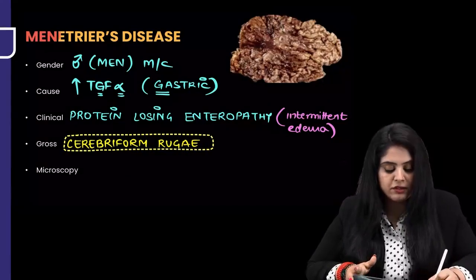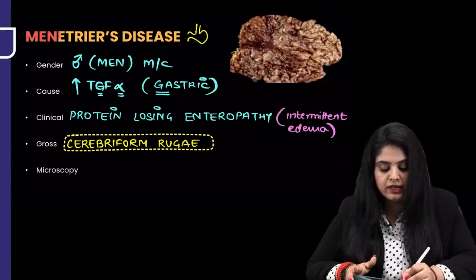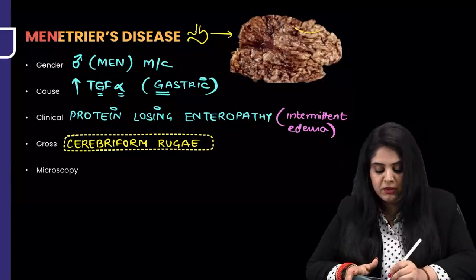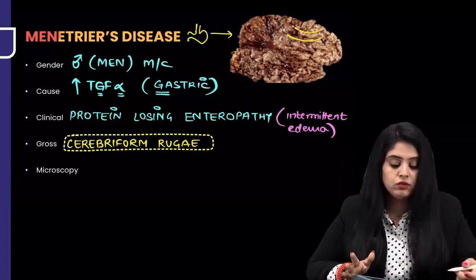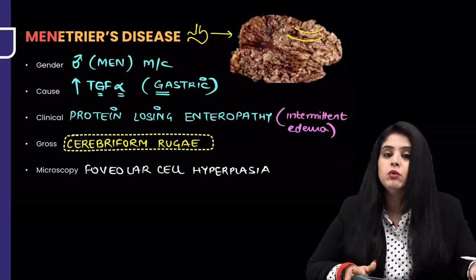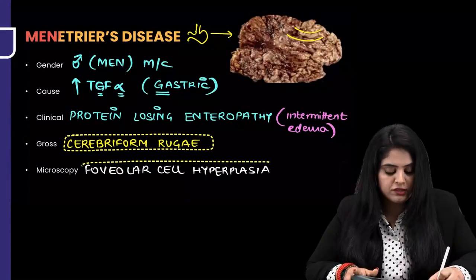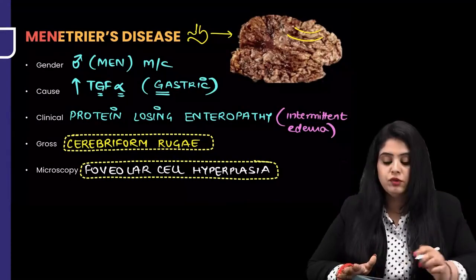So I have learnt it in a simple way that when you start seeing the stomach, which has started looking almost like the brain, you know you are dealing with Menetrier's disease. And you can see these big folds which are cerebriform rugae. If I look at the same thing under the microscope, which cells are going to be more? There's an increase in the foveolar cells. This is a foveolar cell hyperplasia. So these 5 points, if you know about Menetrier's, you're sorted.